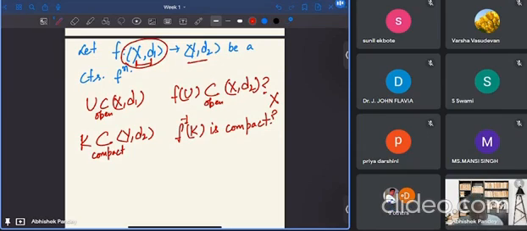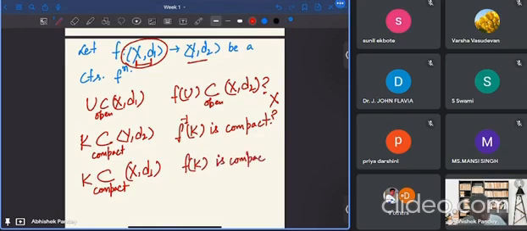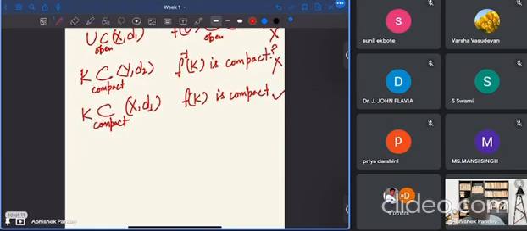Now if K is compact in (X, d1), then f(K) is compact. So these are just the topology of the complex plane, which you should know once we go into the function theory in the complex plane. So this is true. This is the well-known fact.